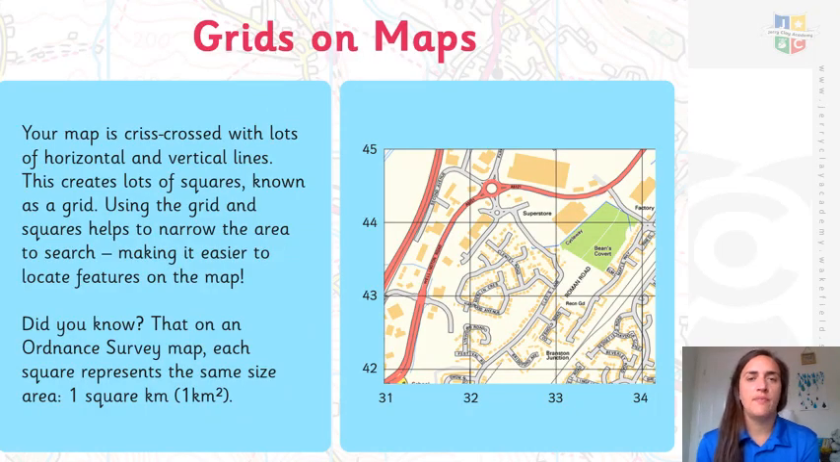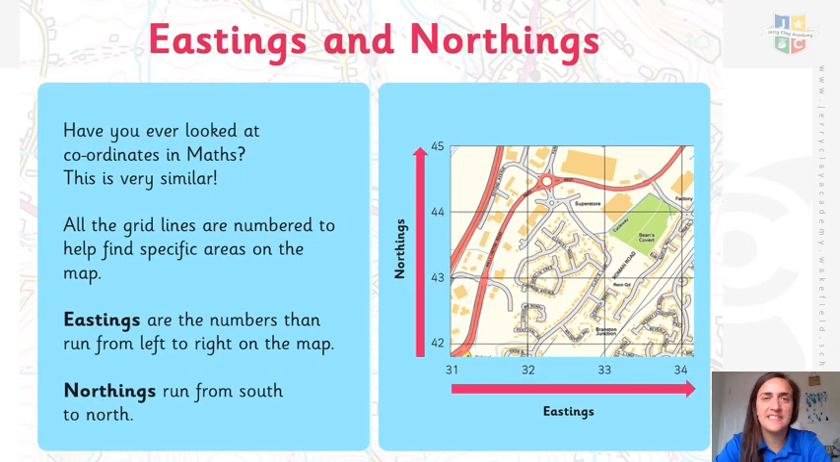So in a similar way, on every single map that you will come across, especially an Ordnance Survey map, the map will also be crisscrossed with lots of horizontal and vertical lines, which create squares, which are also known as grids. So these are really useful when it comes to describing exactly where a location is and finding features on a map. And you can see the one on the board here is very similar to the coordinates grid we were looking at, except that the numbers are a little bit larger. And this time they are called Eastings and Northings.